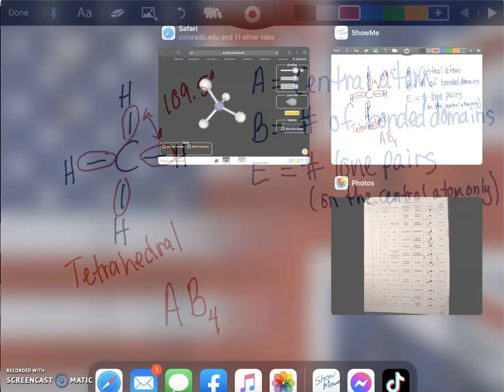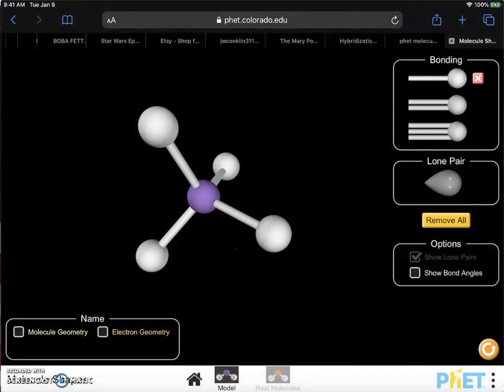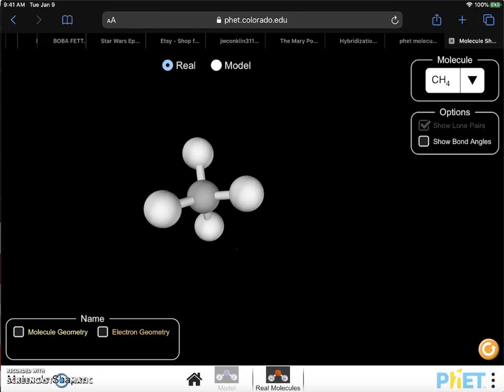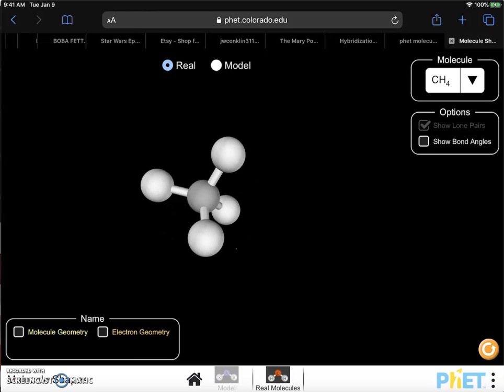Let's take a look at methane in the simulator here and confirm that. Here's methane, CH4. The 4 white domains are hydrogen, and the gray one is carbon. If I click show bond angles, we can see that the bond angles are 109.5, and if I click show molecular geometry, we see that it's tetrahedral. So if we could go down to the molecular level and look at methane, we would see a tetrahedral shape.